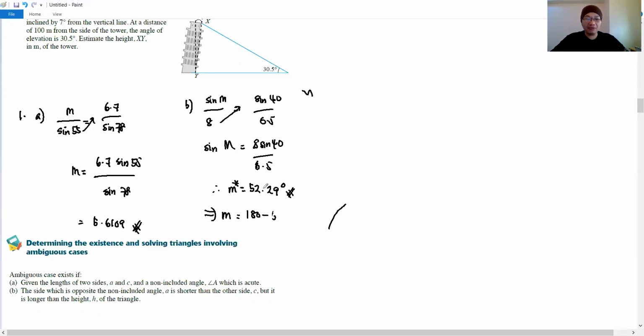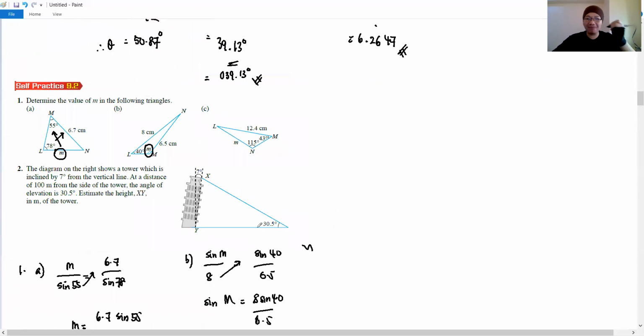So now our M should be 180 minus the M star here, which is 52.29 degrees. So it equals 180 minus 52.29. The answer that we should obtain is 127 point something, so 127.71 degrees. Settle for question B.